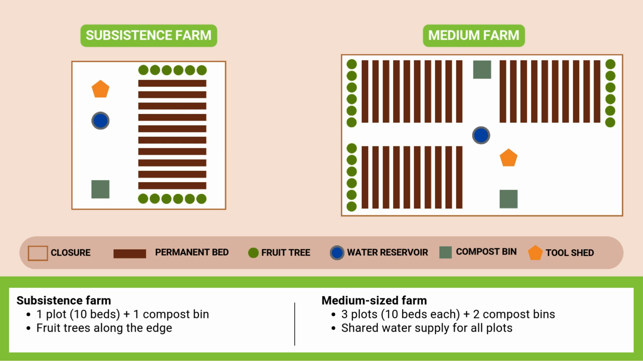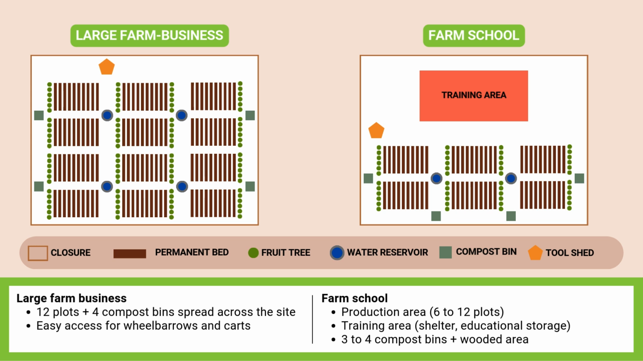Subsistence farm. 1 plot, 10 beds, and 1 compost bin. Fruit trees along the edge. Medium-sized farm. 3 plots, 10 beds each, and 2 compost bins. Shared water supply for all plots. Large farm business. 12 plots and 4 compost bins spread across the site. Easy access for wheelbarrows and carts. Farm school. Production area 6 to 12 plots. Training area, shelter, educational storage. 3 to 4 compost bins and wooded area.